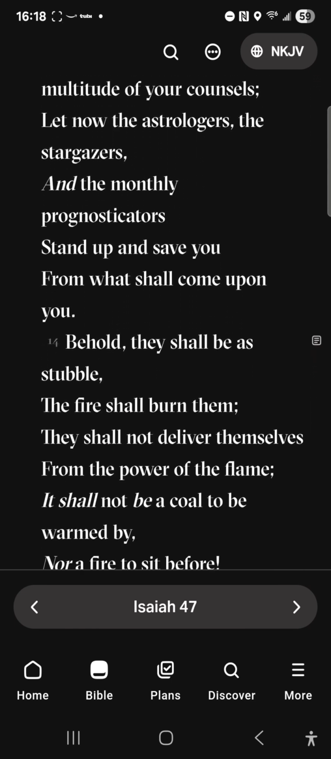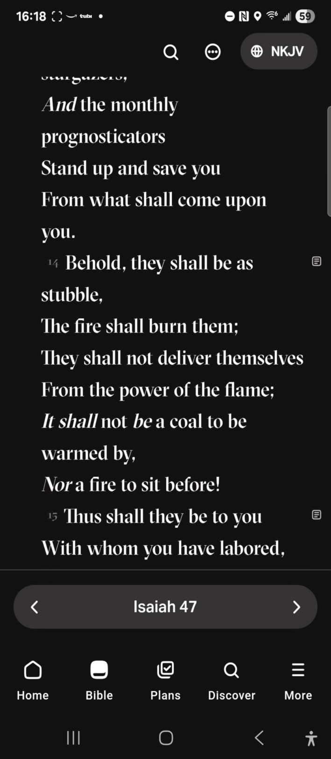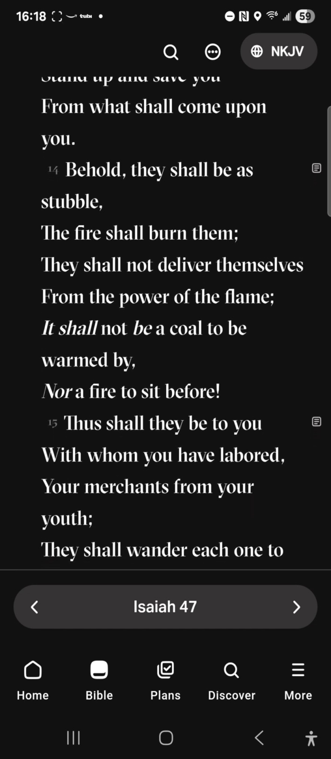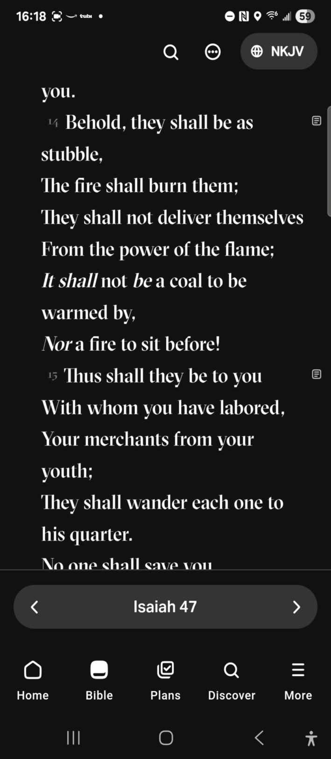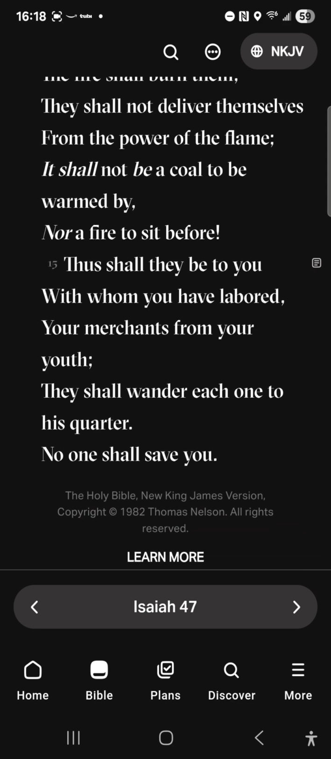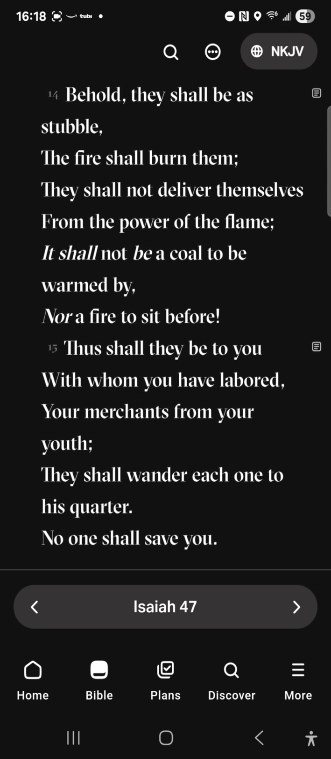The fire shall burn them. They shall not deliver themselves from the power of the flame. It should not be a coal to be warmed by, nor a fire to sit before. Thus shall they be to you with whom you have labored, your merchants from your youth. They shall wander, each one to his quarter. No one shall save you.